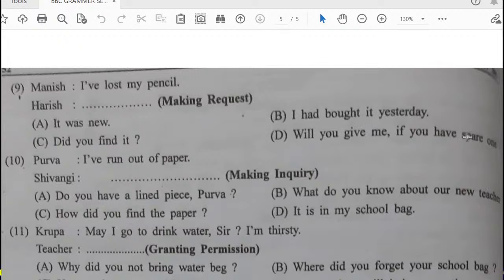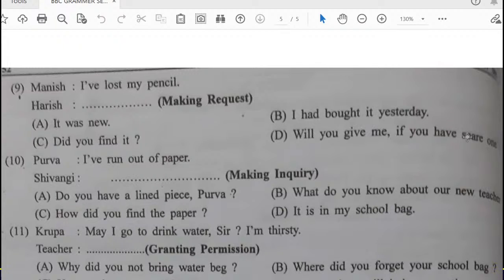So, A said, do you have a line, please, Purva? See, how did you find the paper? Right? So, I have run out of the paper. So, the option will be for inquiry. Do you have a line piece? Purva is the proper option.